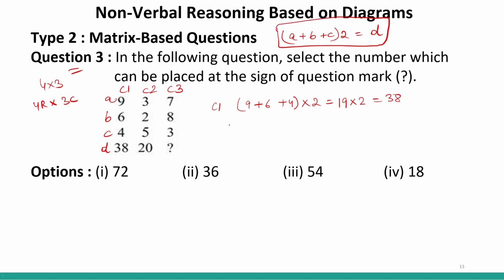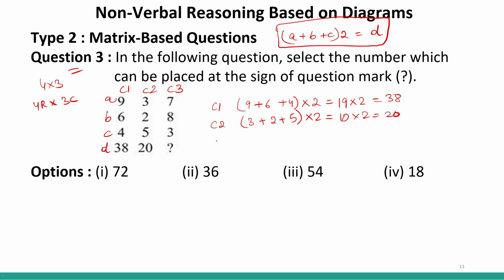Okay. Now let us check if it is true for column number 2 as well. For column number 2, it will be 3 plus 2 plus 5 into 2. So this will be 7 plus 3, 10. 10 into 2 will give me 20. So this is correct for column number 2 as well.